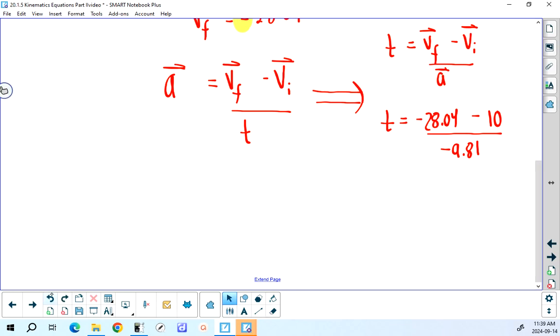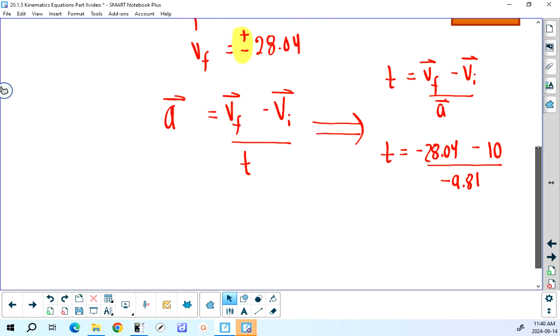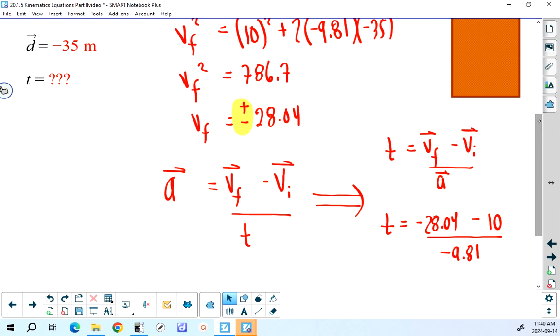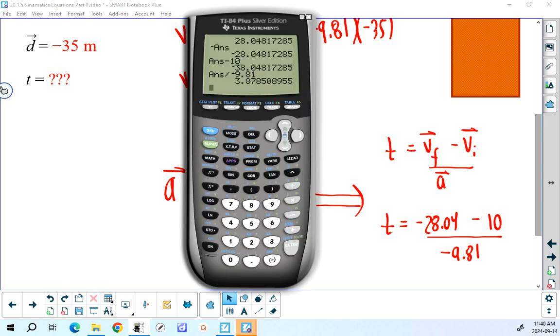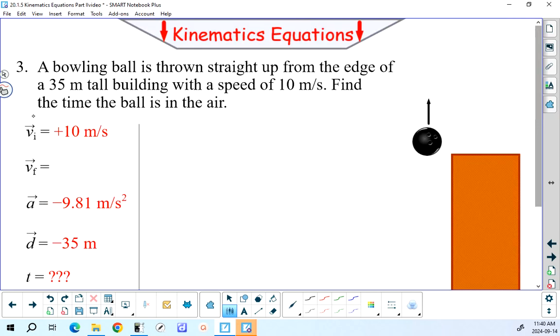So now we can answer the question. So I have to take the negative of this answer. This is VF that's on my calculator right now. I need to subtract 10 and then divide by negative 9.81. So the answer to this question is the bowling ball will be in the air for about 3.88 seconds. Again, I'm not worried about significant figures, but I am going to put this to 2 digits and say 3.9 seconds. That's the answer to the question. We take a look now at number 4.